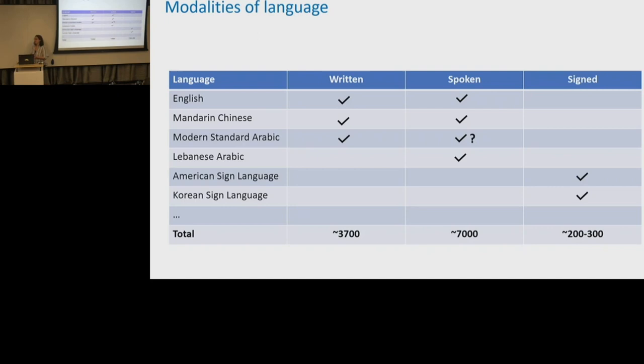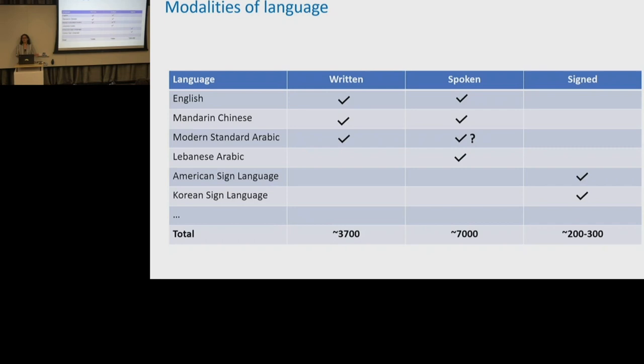So far we've talked about three modalities of language: written, spoken, and signed. And if you look at languages around the world, they tend to have different modalities that they naturally appear in. So for example, English can be written or spoken, Mandarin Chinese can be written or spoken, modern standard Arabic is written, it can be spoken, but it's not used for day-to-day conversation. Lebanese Arabic is spoken, but doesn't have a standard written form.